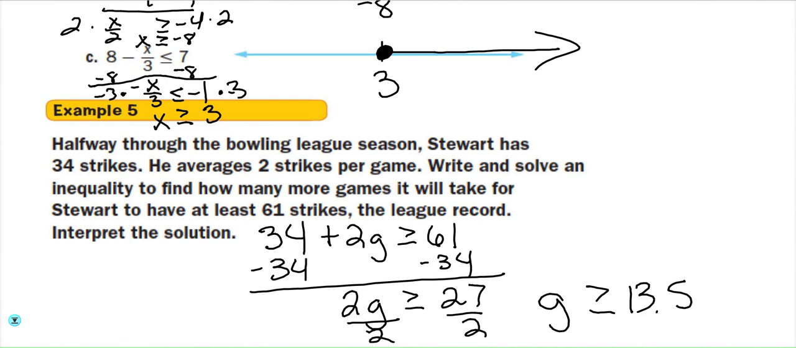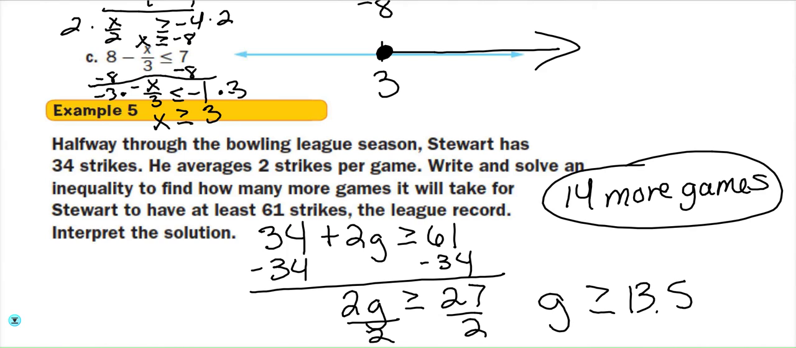Okay, then we need to interpret the solution. So since he needs at least 13 and a half, obviously you can't get a half of a game, so he's going to need to do 14 more games. Okay, or sorry, I said strikes. Well, I meant games. So he needs at least 14 more games. There we go.